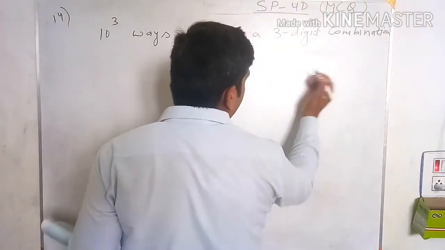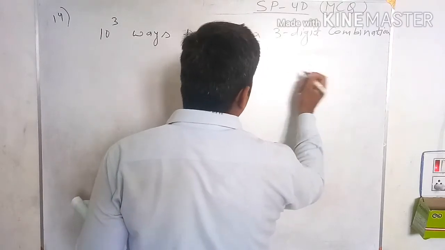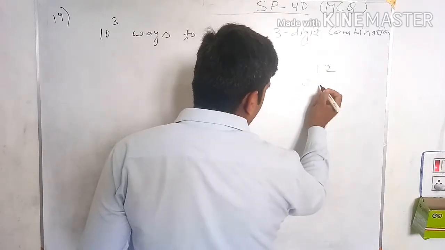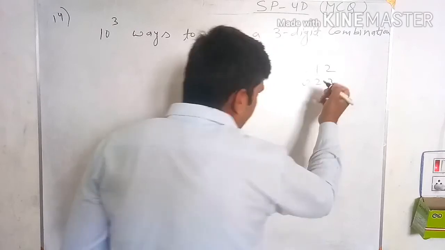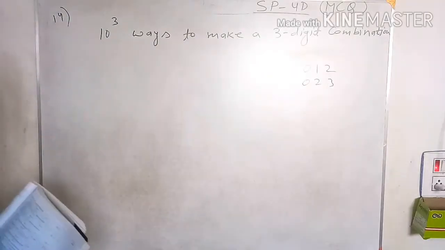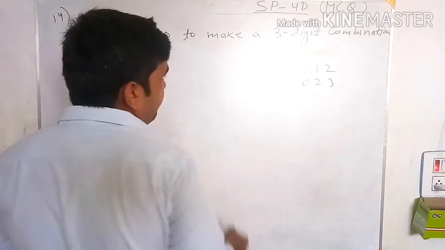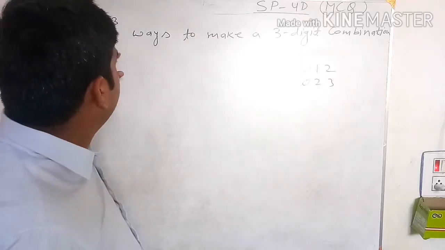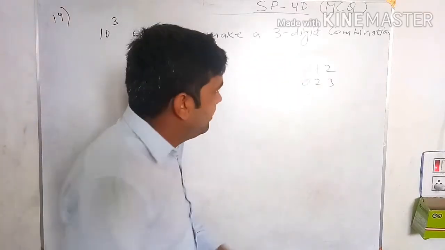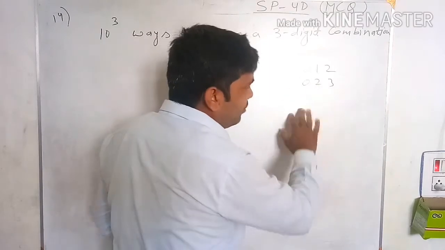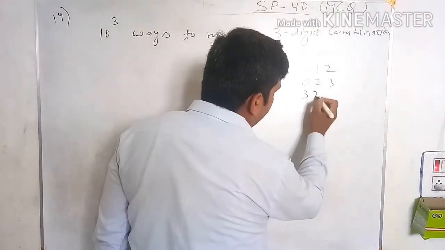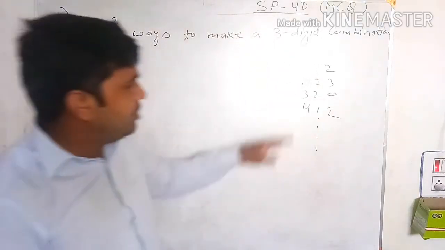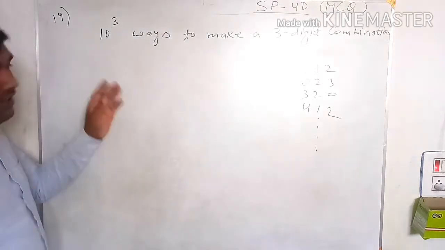Like you can make one combination, maybe 0, 1, 2. This is a 3-digit combination. Another combination may be 0, 2, 3, like this. So if you see in 3 digits like this, if you make a combination, there are 10 to the power 3, meaning 1000, combinations that can be made for a 3-digit combination. 0, 1, 2, 0, 2, 3. Similarly, you can also write 3, 2, 0, 4, 1, 2, and so on. So if you make a 3-digit combination, there will be 1000 ways.